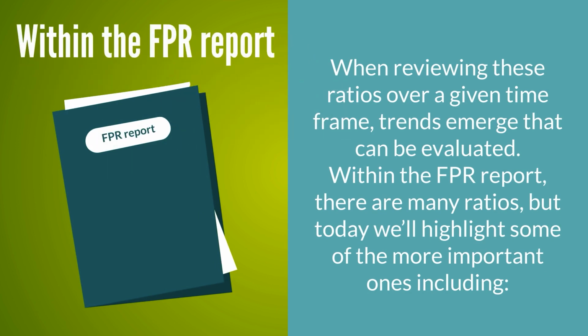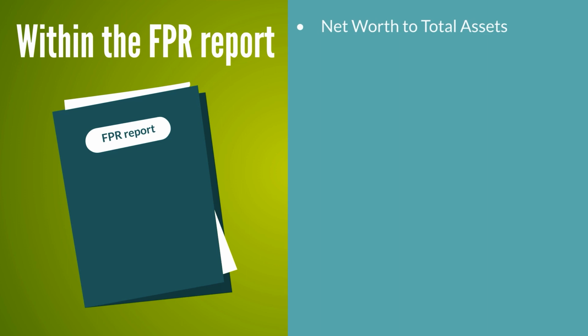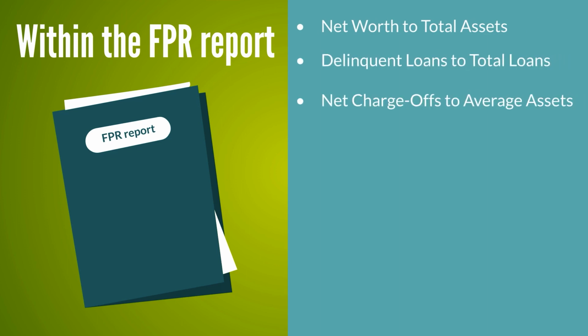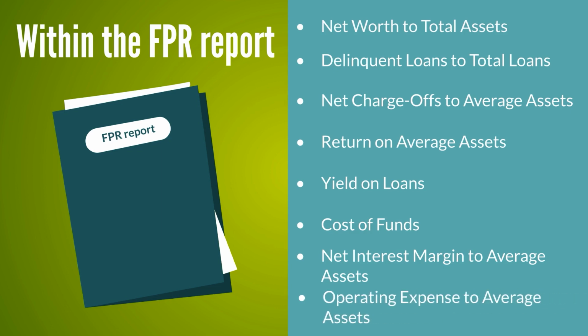Within the FPR report, there are many ratios, but today we'll highlight some of the more important ones, including net worth to total assets, delinquent loans to total loans, net charge-offs to average assets, return on average assets, yield on loans, cost of funds, net interest margin to average assets, and operating expense to average assets.